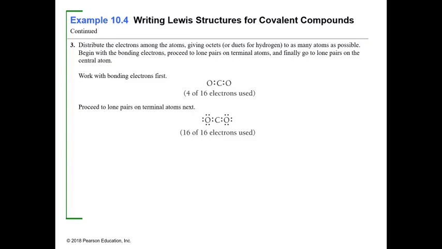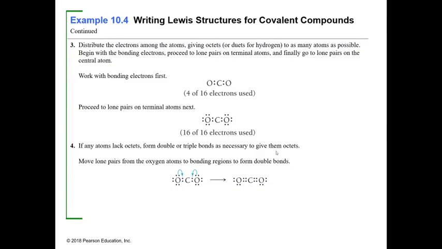These are usually the atoms on the ends, like oxygen in this case. After that, if there are any leftover electrons, place them on the central atom, carbon in this case. Once all the electrons are placed, check if every atom has a full octet.